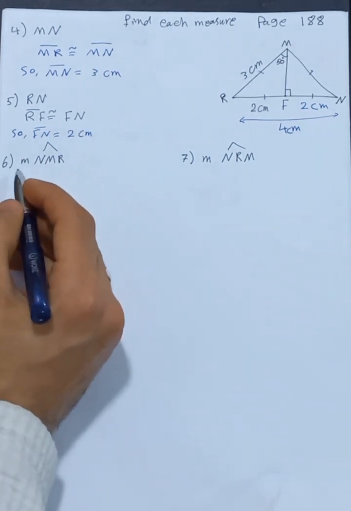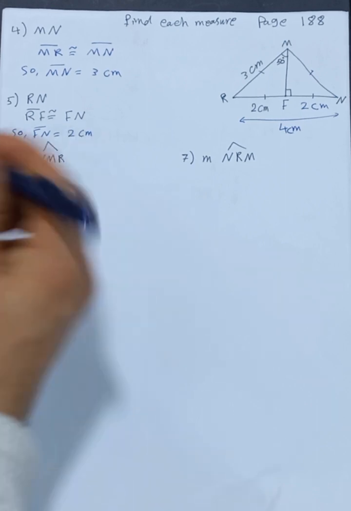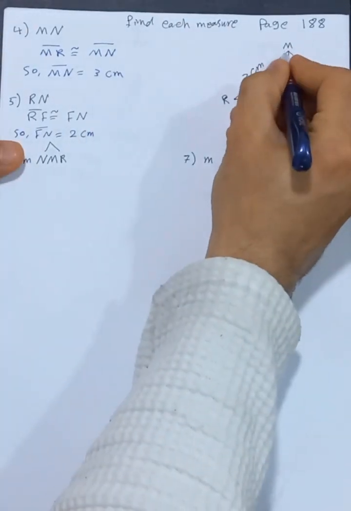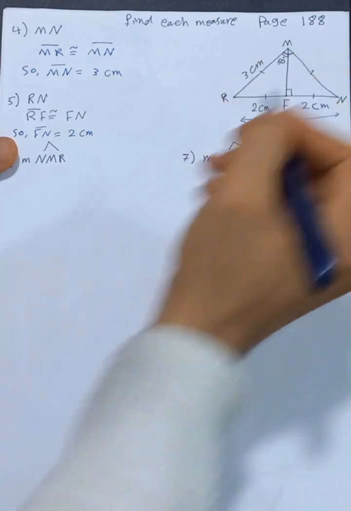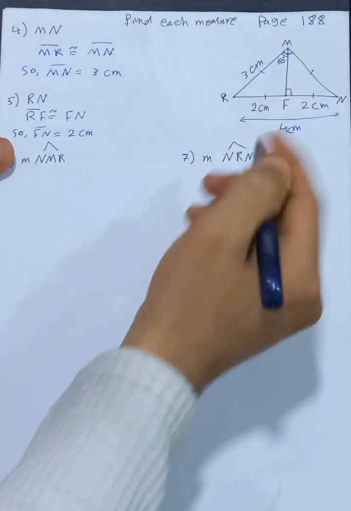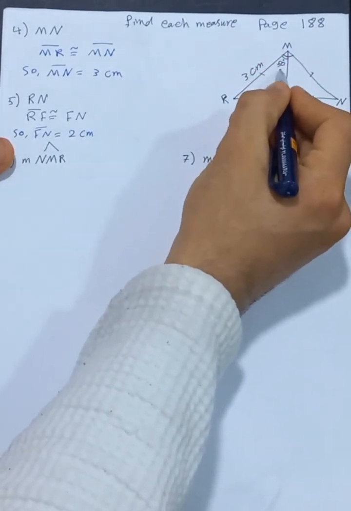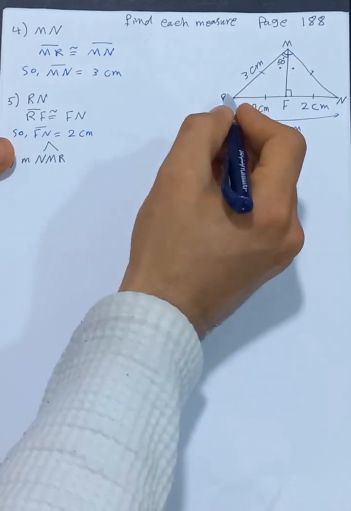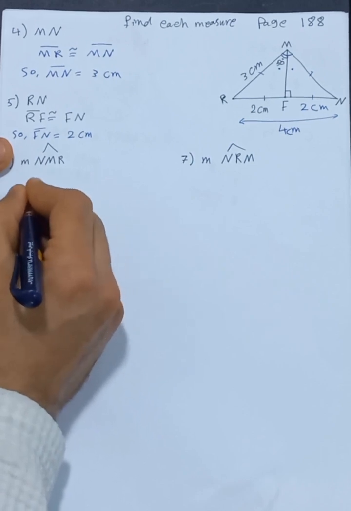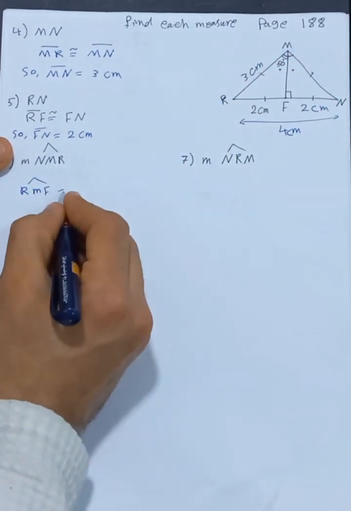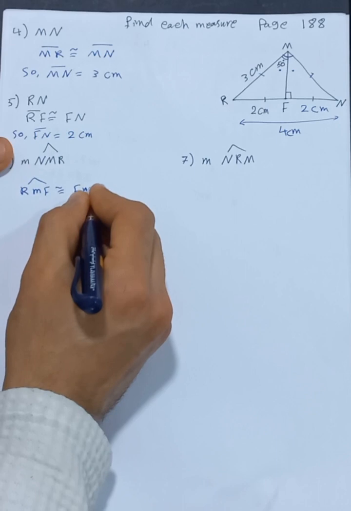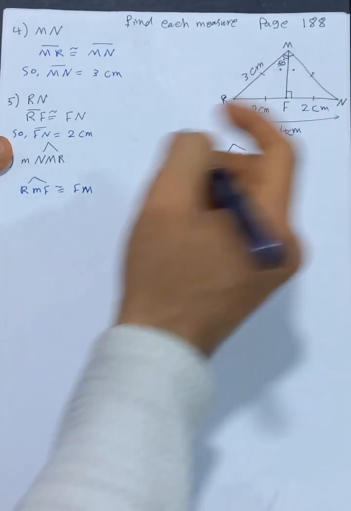And we have question 6. It says find NMR. So it asks for the whole angle. This angle. This angle. So we know that when an isosceles triangle is cut by a perpendicular bisector, these two angles will be congruent. So we can easily say that the angle of RMF is congruent with the angle of FMN, sorry.